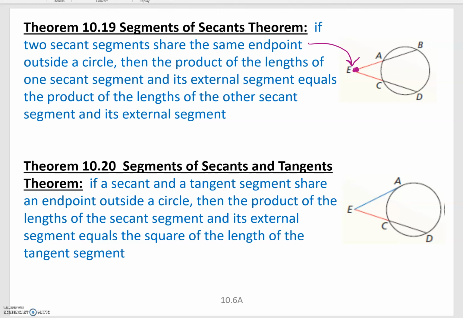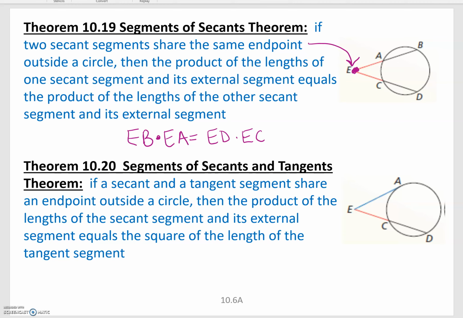So remember, the whole thing is the secant, and then the external is the part between that exterior endpoint and the circle. So what that looks like in a formula for this picture is EB times EA is equal to ED times EC. So you have the entire thing times the outside equal to the entire thing times the outside.